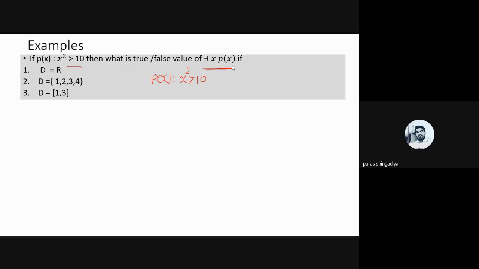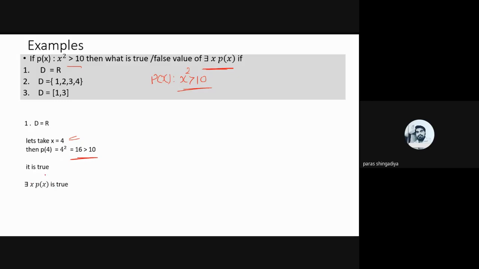So here in this case, D is equal to R. Which value can we consider for the true value? D equal to R means the set of real line, and infinite numbers are included in it. So find such a value from the domain where P(x) becomes true, and P(x) is x square greater than 10. Here I consider x equal to 4. P of 4 becomes 4 square, meaning 16, and 16 is greater than 10. That is true in mathematics.